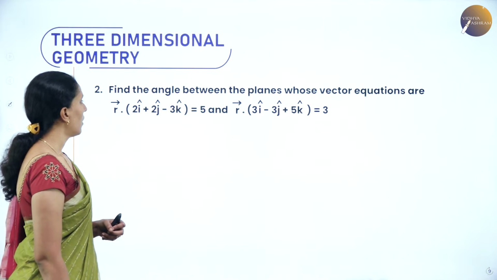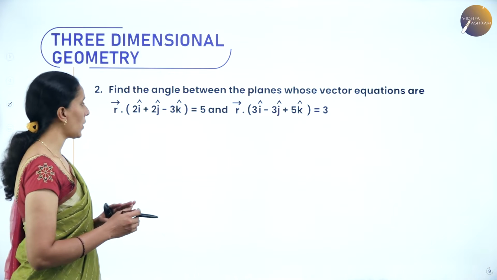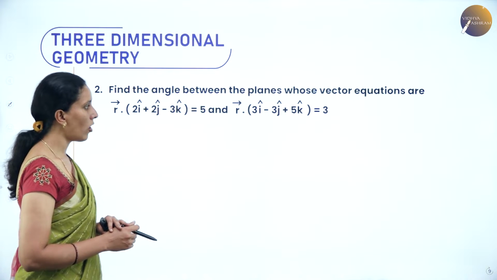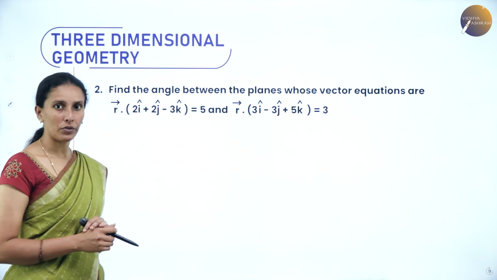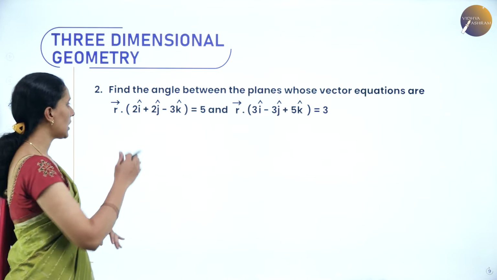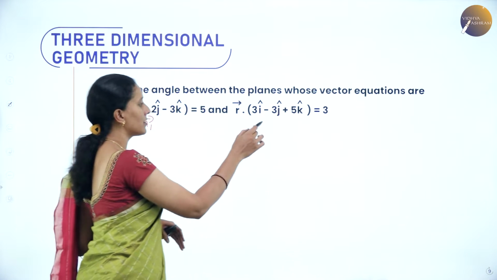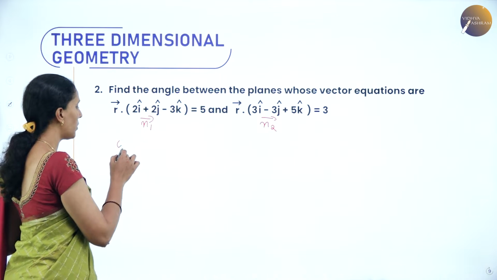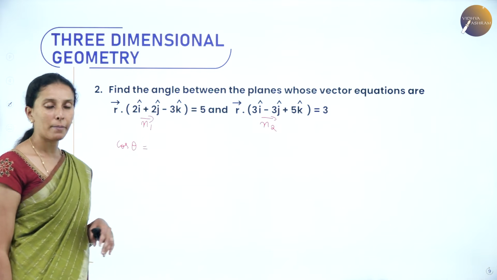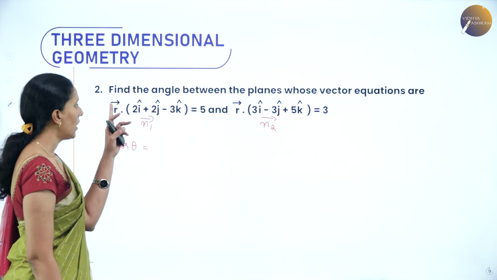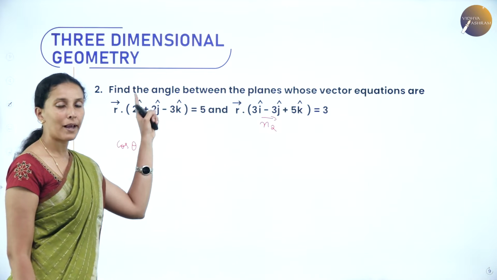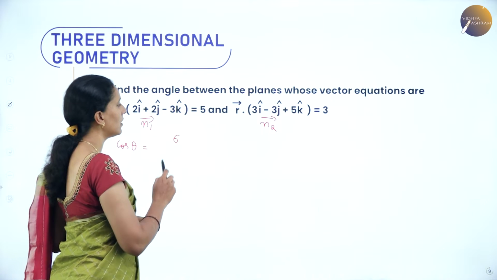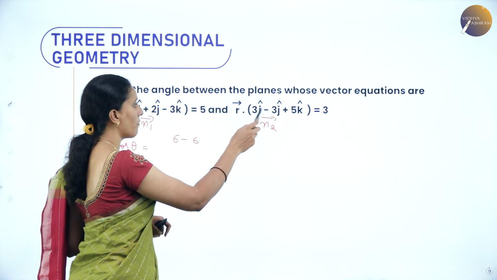Next, find the angle between the planes whose vector equations are r dot 2i plus 2j minus 3k is equal to 5 and r dot 3i plus 3j plus 5k is equal to 3. Whenever vector equations are given, it is clear that this is our vector n1 and this is our vector n2. And again, we know that cos theta is equal to n1 dot n2 divided by magnitude of n1, magnitude of n2. Now let's take n1 dot n2. Multiply the corresponding values of i, j and k. So 2 3s are 6 here. 2 3s are minus 6 because we have minus 3.